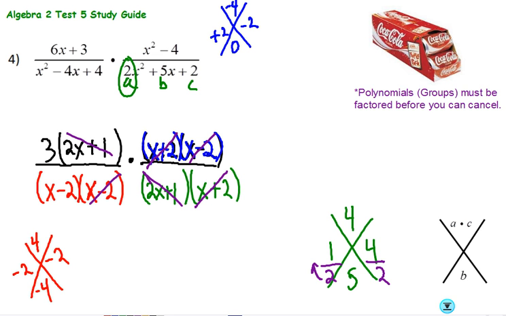And so let me highlight what's left over there. Looks like I've got a 3 left over, and I've got an x minus 2 left over. So that would give me 3 over x minus 2.